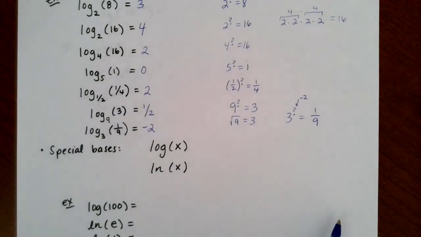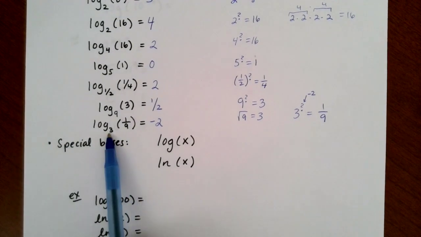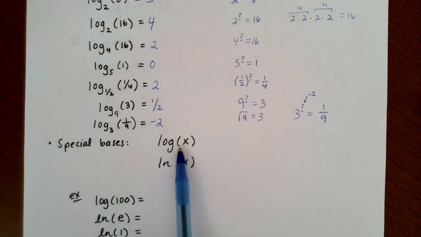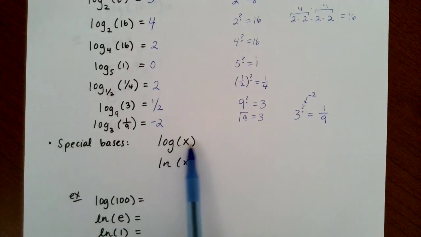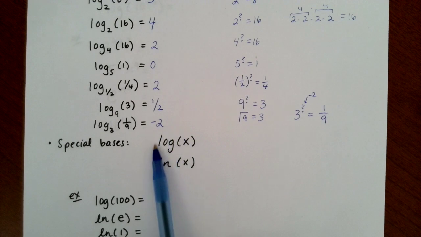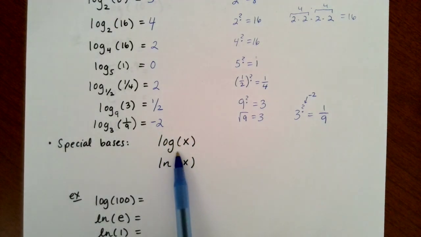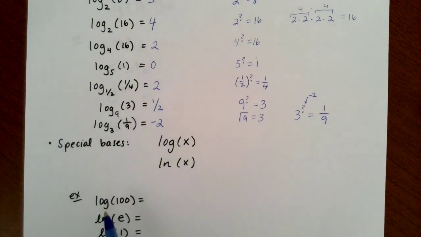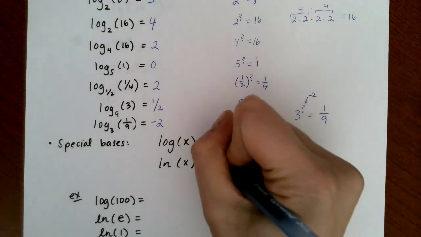All right, let's talk about a few special bases. There are 2 bases for logarithms that get used more than the rest of them. And so they get special notation just because they're really common. So this first one, if you see a logarithm that just doesn't have a little number on it, the little number is implied to be base 10.